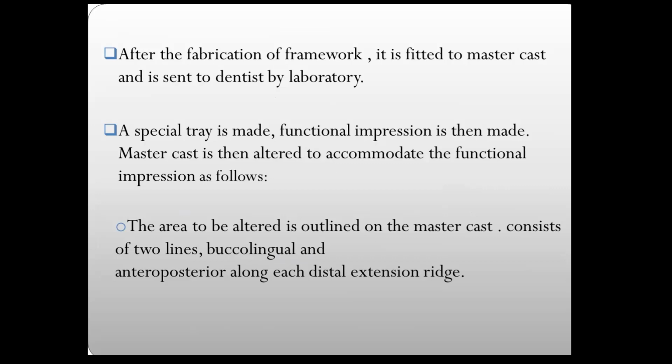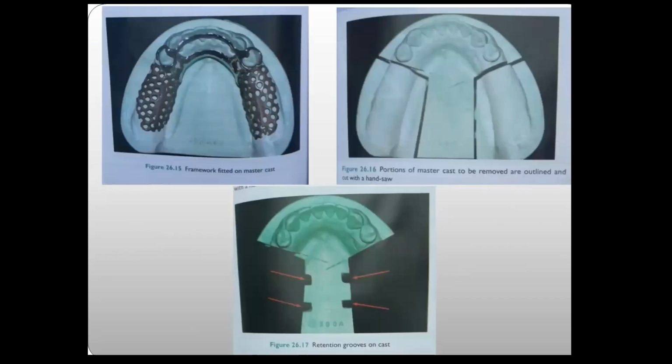Now we took an impression using a certain method. Now we have to change the posterior region of that master cast according to the functional impression that we made. So we have to make the altered cast. We have to mark on the master cast buccolingually and anteroposteriorly. We have to place two lines. This is the buccolingual line. Then this is the anteroposterior line.